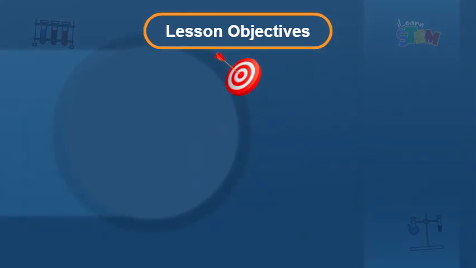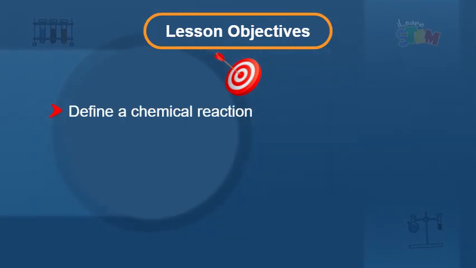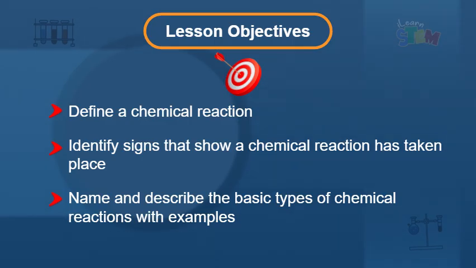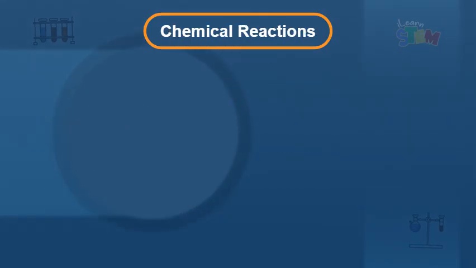By the end of this lesson, you should be able to define what a chemical reaction is, identify the signs that show when a chemical reaction has taken place, name and describe the basic types of chemical reactions, with examples. Now let's dive into our topic for today.